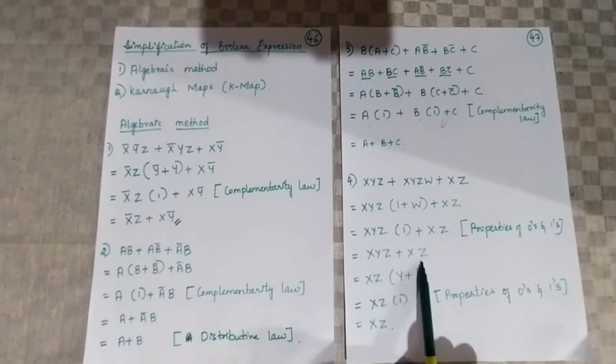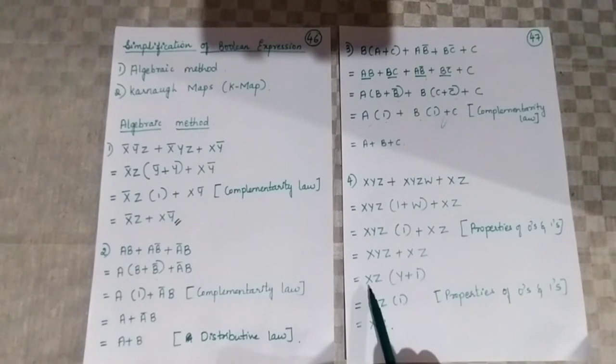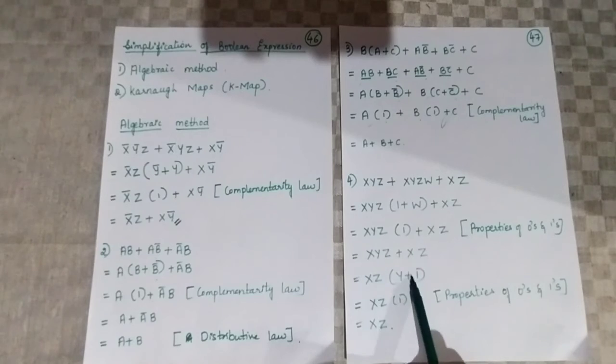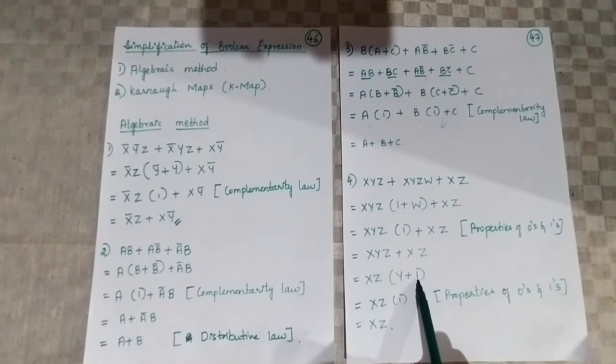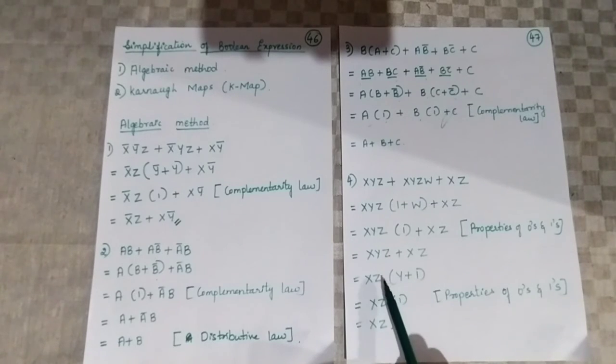Now here you check whether there is any common term. Yes, we have the common term XZ. So take common term XZ here within the bracket. Here you are left out with Y. So take Y here, plus here XZ is taken common, nothing is left out, so we are taking it 1. Okay. Next, moving on to the next step, XZ you take as it is. Y plus 1 results in 1, which is again by properties of zeros and ones. So XZ into 1 results in XZ.